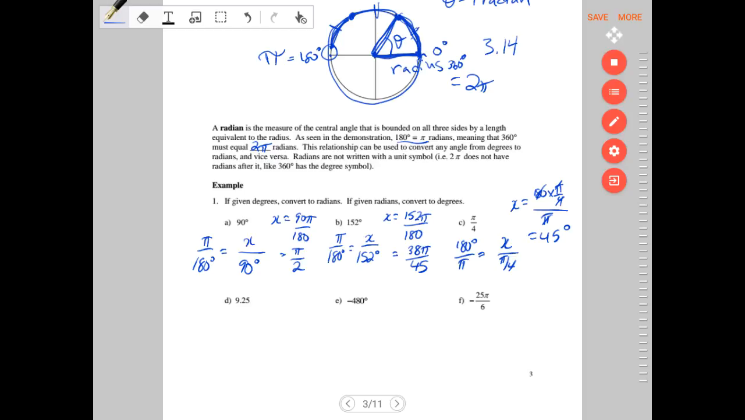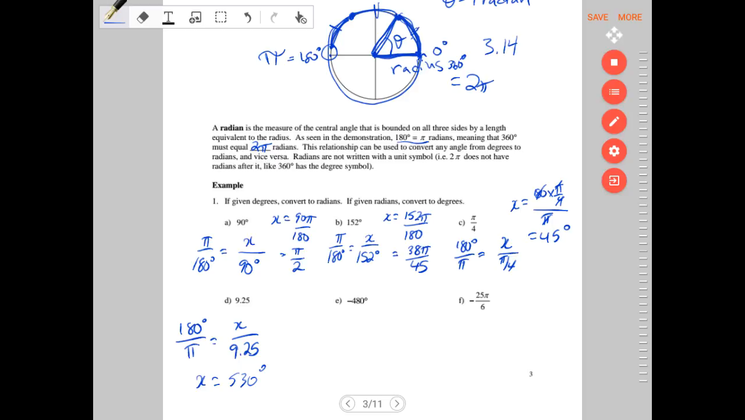9.25 also is in radians because we know that it has no units. So 180 over pi is equal to x over 9.25. Cross multiplying gives us x is equal to 530 degrees approximately. Why approximately? Well, if you remember, pi is an irrational number. So if you can't cancel out the pi, then you're going to get an answer that's not exact. So therefore, we have approximately 530 degrees.